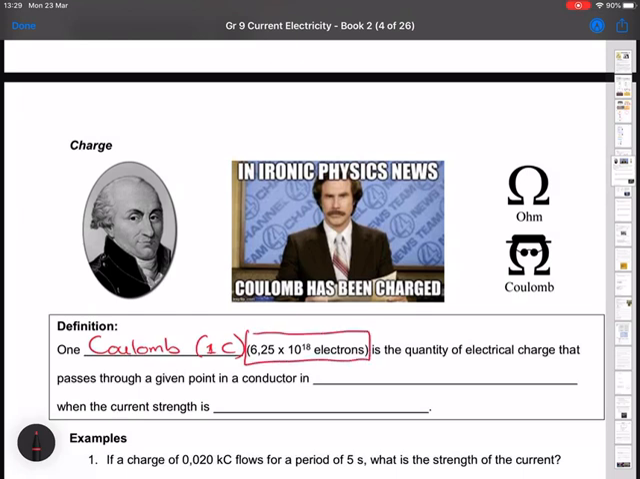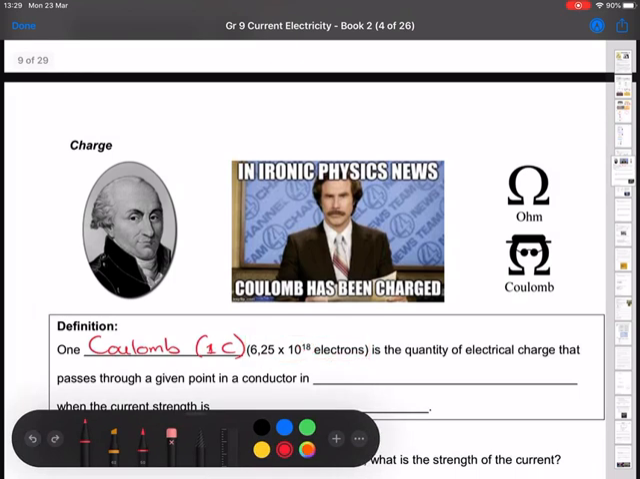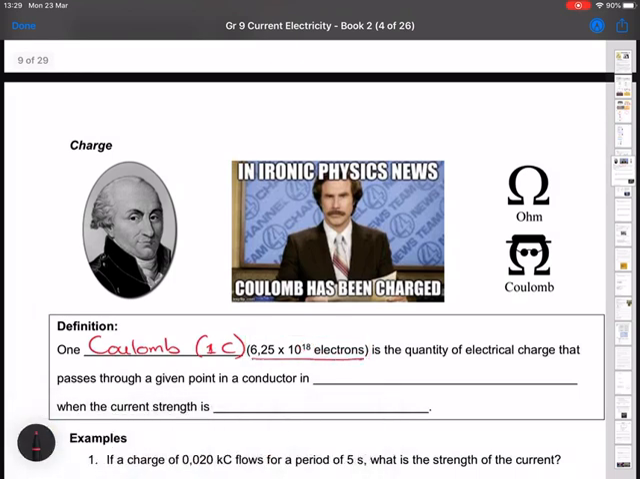1 Coulomb of charge is a packet of electrons. How many electrons? That amount, 6,25 times 10 to the power of 18 electrons. We will give you that value in tests and exams. Okay. So on your calculator, in your calculations, you're going to go 6,25, then you're going to use the times 10 to the button at the bottom, and then you're just going to type 18.